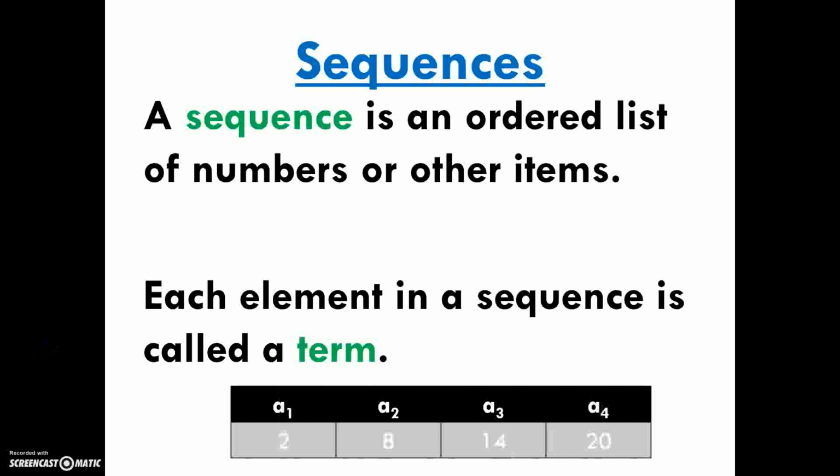So if we look here, we have what looks like a function table, and you have the sequence 2, 8, 14, and 20. And above each of those numbers, you have a sub 1, a sub 2, a sub 3, and a sub 4. That is what those things represent, where it falls in the sequence. So it simply means that 2 is the first term, 8 is the second term, 14 is the third term, and 20 is the fourth term.